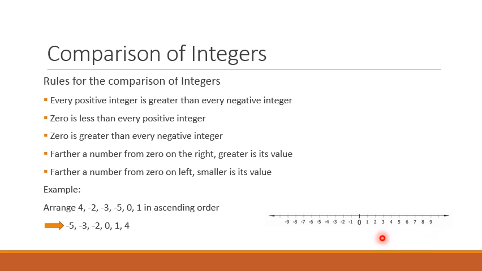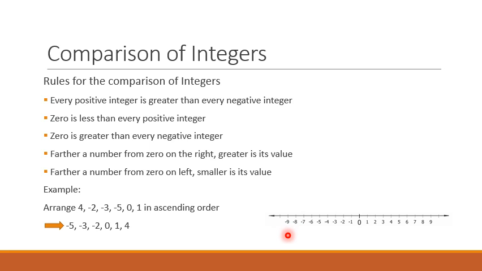And in the same way, if I move towards the left, as I keep on moving towards the left, the value of the integer will get smaller and smaller. So minus 9 here is the smallest integer. It is smaller than all other integers shown on this number line.